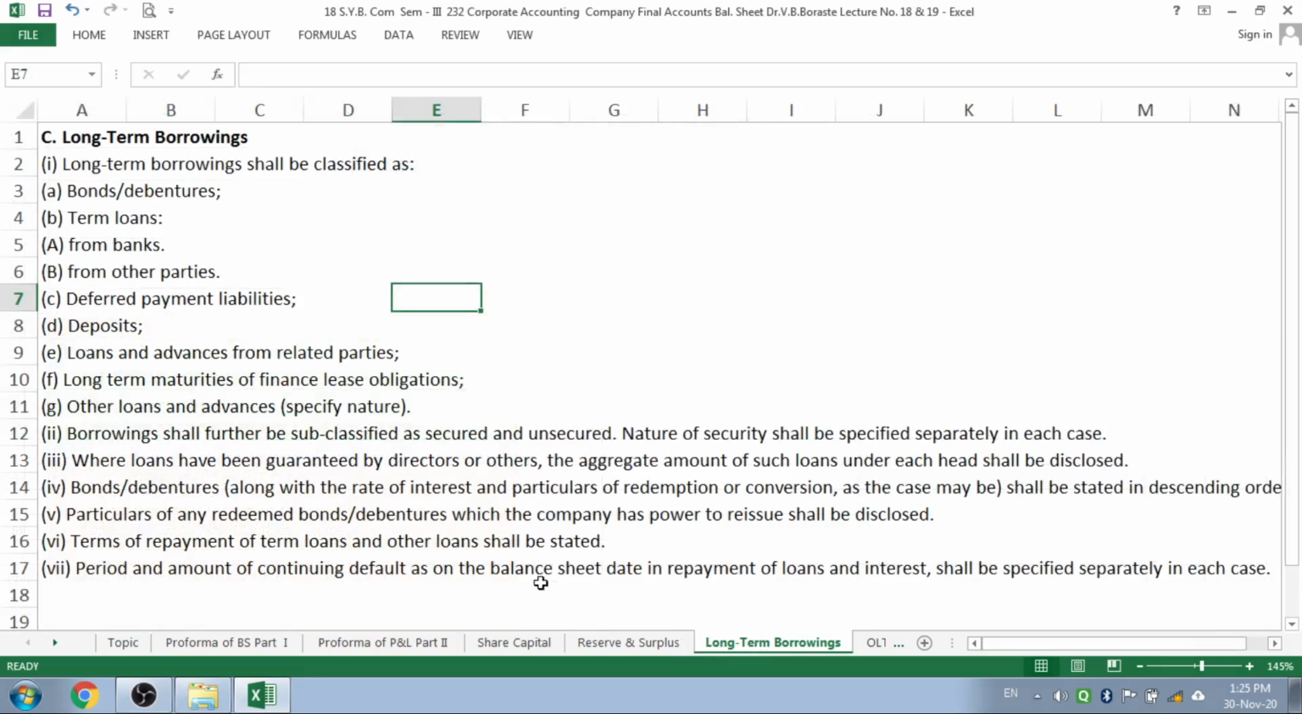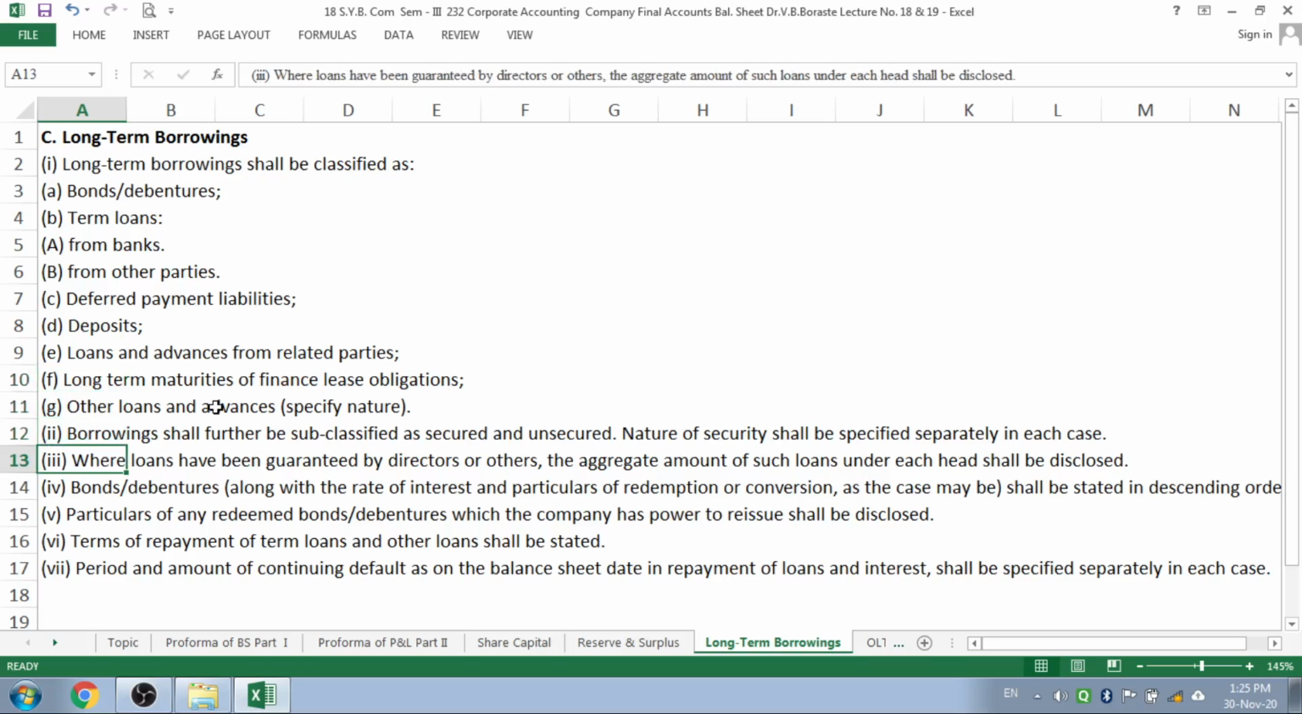Otherwise, we have to see the long-term borrowing. Long-term borrowing shall be classified as bonds, debentures, term loans or loans from bank, loan from other parties, deferred payment liabilities, deposits, loan and advances from related parties, long-term maturities of finance lease obligations, as well as certain borrowings which have been taken from the company. Then bonds and debentures along with the rate of interest, then particulars of any redeemed bonds, terms of repayment of the term loan and other loan shall be stated in the long-term borrowings.